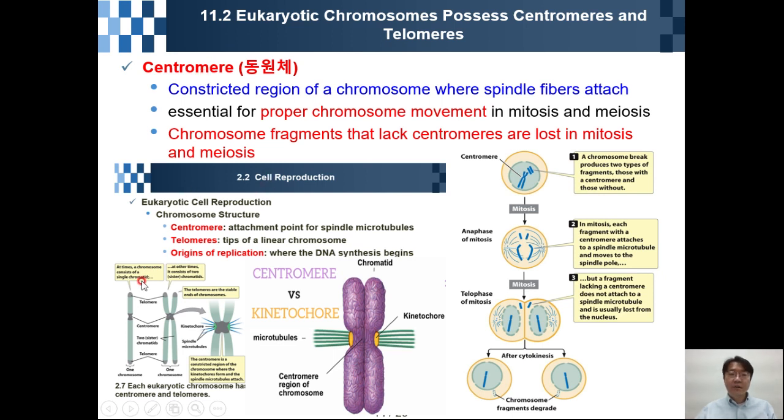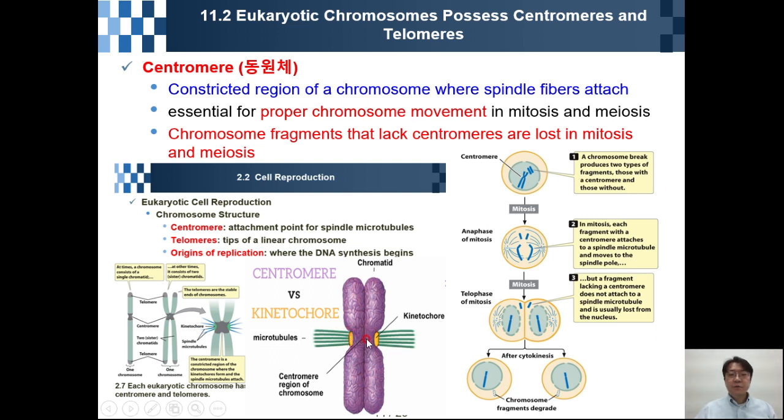In chapter 2, we already learned the chromosome structure; this region is the centromere. The centromere is the attachment point for spindle microtubules, and the attachment point is the kinetochore. So this region is the centromere region of the chromosome, and in this region the kinetochore is located. The microtubule attaches to the kinetochore. The centromere is the constricted region of the chromosome where the spindle fiber attaches, actually to the kinetochore.